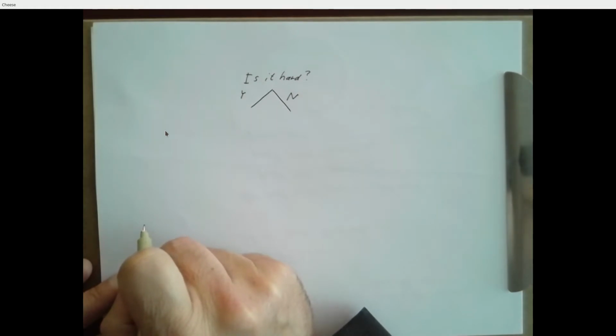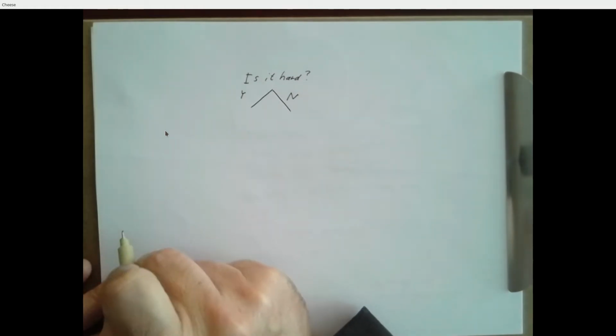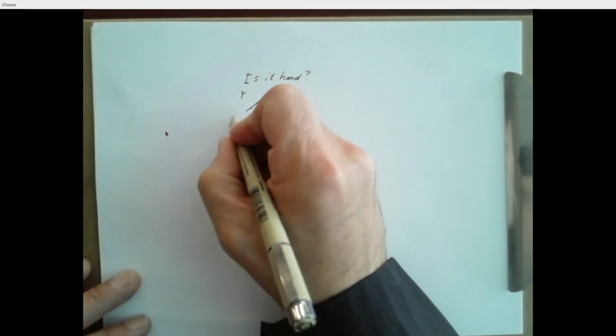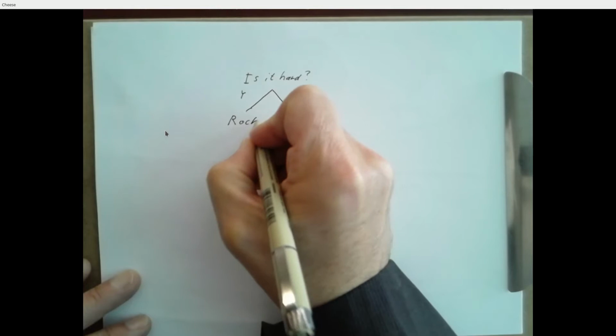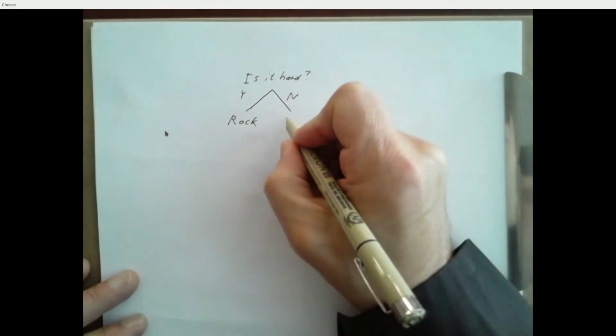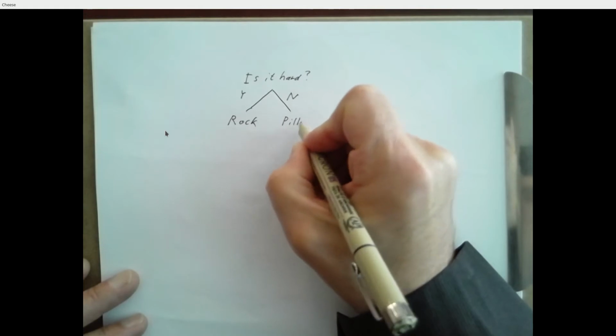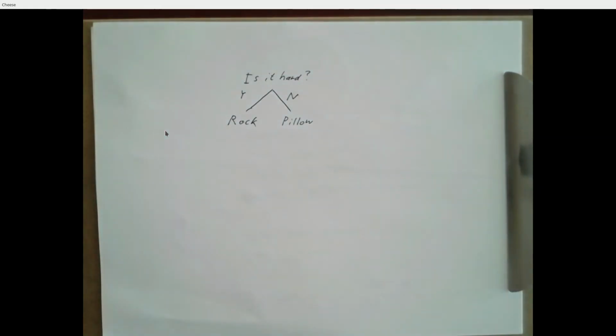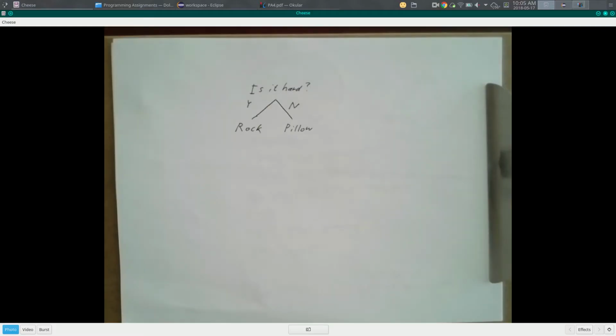So the first question the computer might ask is, is the thing you're thinking of hard? And if the user says yes, then it's going to say, okay, you must be thinking of a rock. And if it's not hard, then it's going to say, okay, you must be thinking of a pillow. So there's a 3-node tree that will read your mind and tell you exactly what you're thinking of by just asking you yes/no questions.